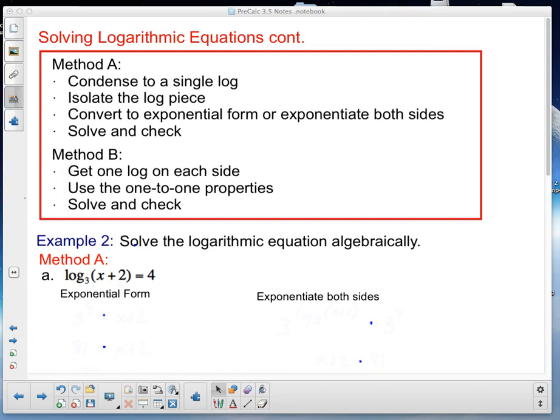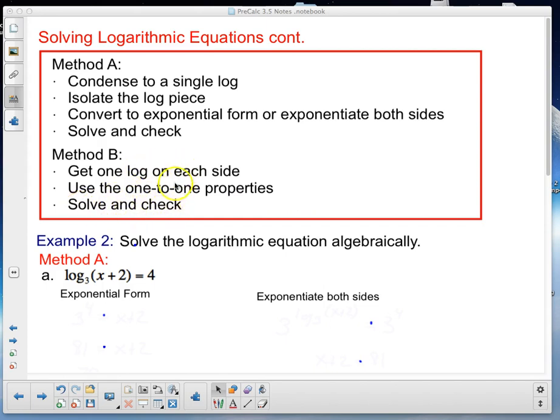Hey, this is PreCalc 3.5 Day 2. Today what we're going to be looking at is solving logarithmic equations, and we're looking at method A: condense to a single log, isolate the log piece, and then convert to exponential form, or exponentiate both sides, and then we're going to solve and check. In method B, we're going to get one log on each side, use the one-to-one properties, and solve and check.